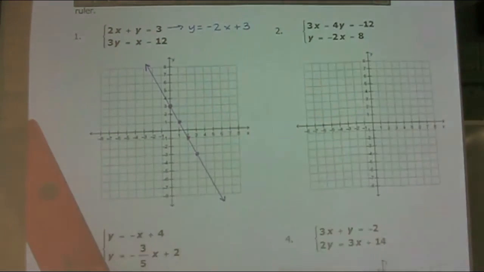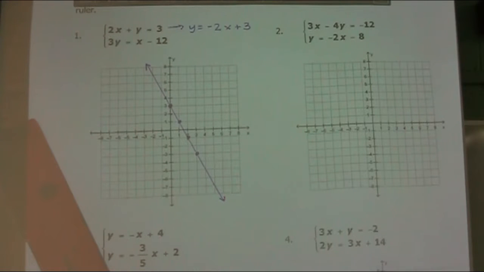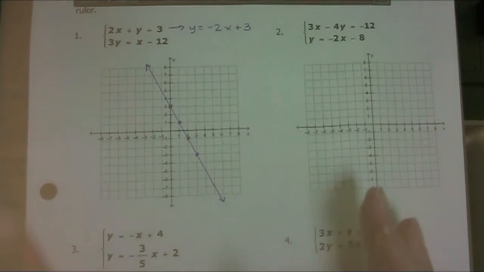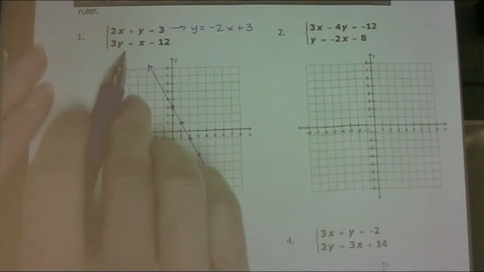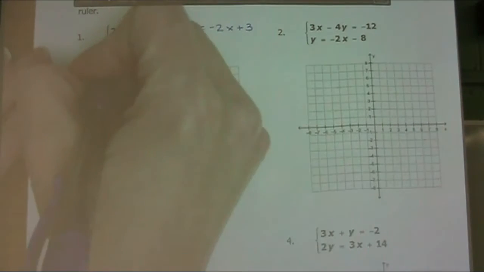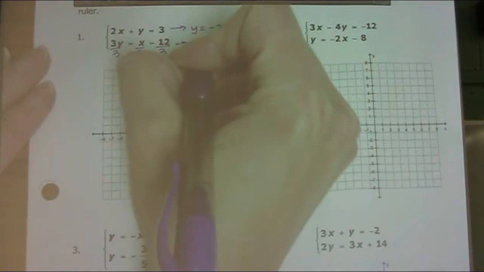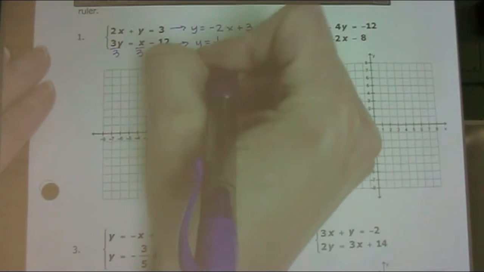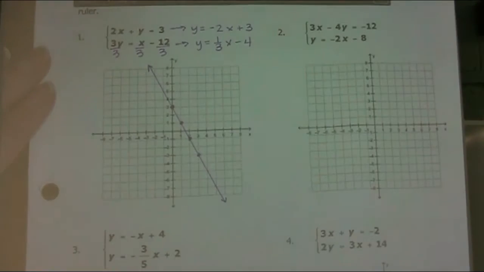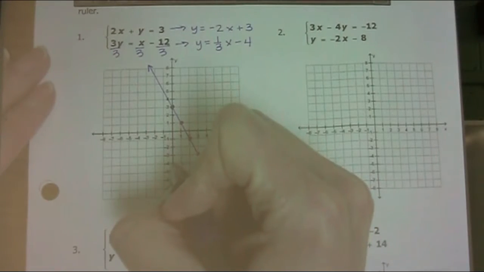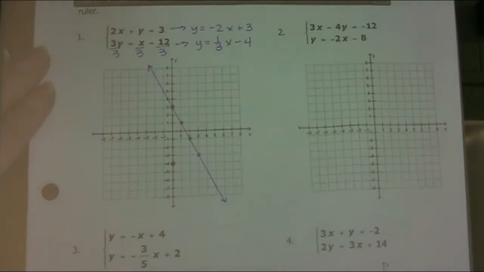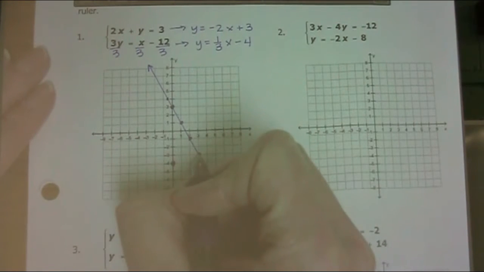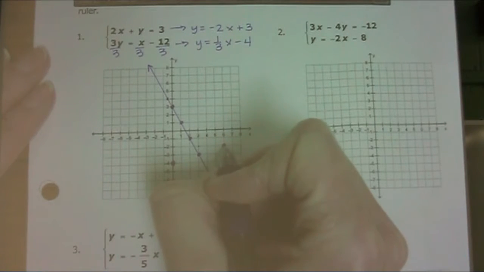Now here's the thing about doing this particular method. You've got to draw really nice graphs, because if you don't, you're not going to know what that point of intersection is. So let's do the next one. And to get this in the form y equals mx plus b, I want to divide everything by 3. And so what I get is y equals 1/3 x minus 4. Now the negative 4 is my y-intercept, so that is here. And my slope is 1/3. That means 1 up and 3 across. So 1 up, 3 to the right.